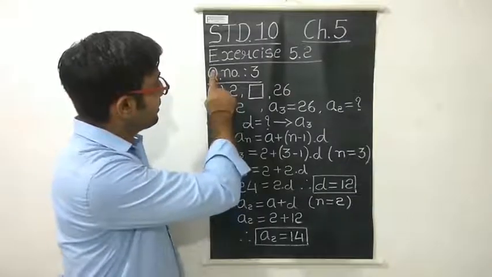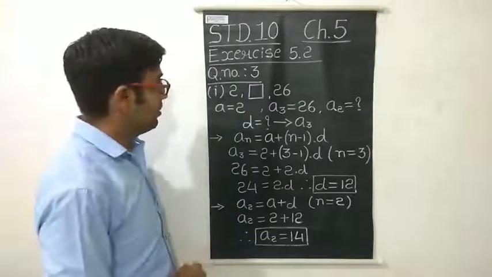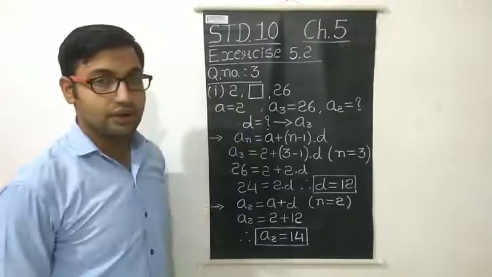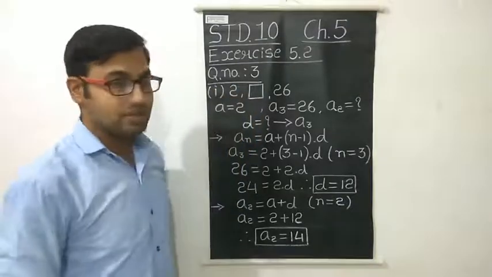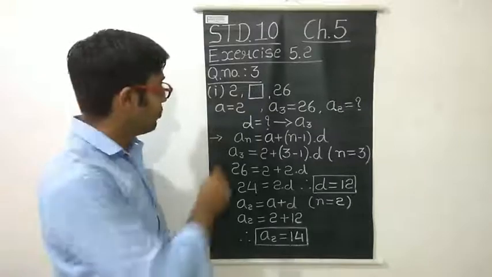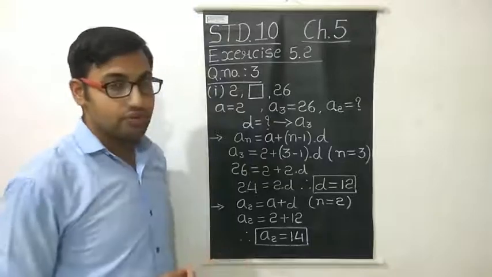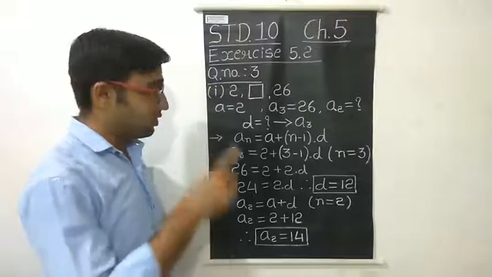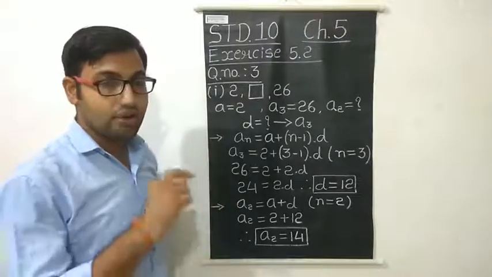So let us study question number 3 of exercise 5.2. In this question we have to find the missing value. In this arithmetic progression only 3 terms are there, and we have to find the middle value. So this is the first problem. To find any value, what must we have? We must have the first term a, the difference d, and the number of the term n.